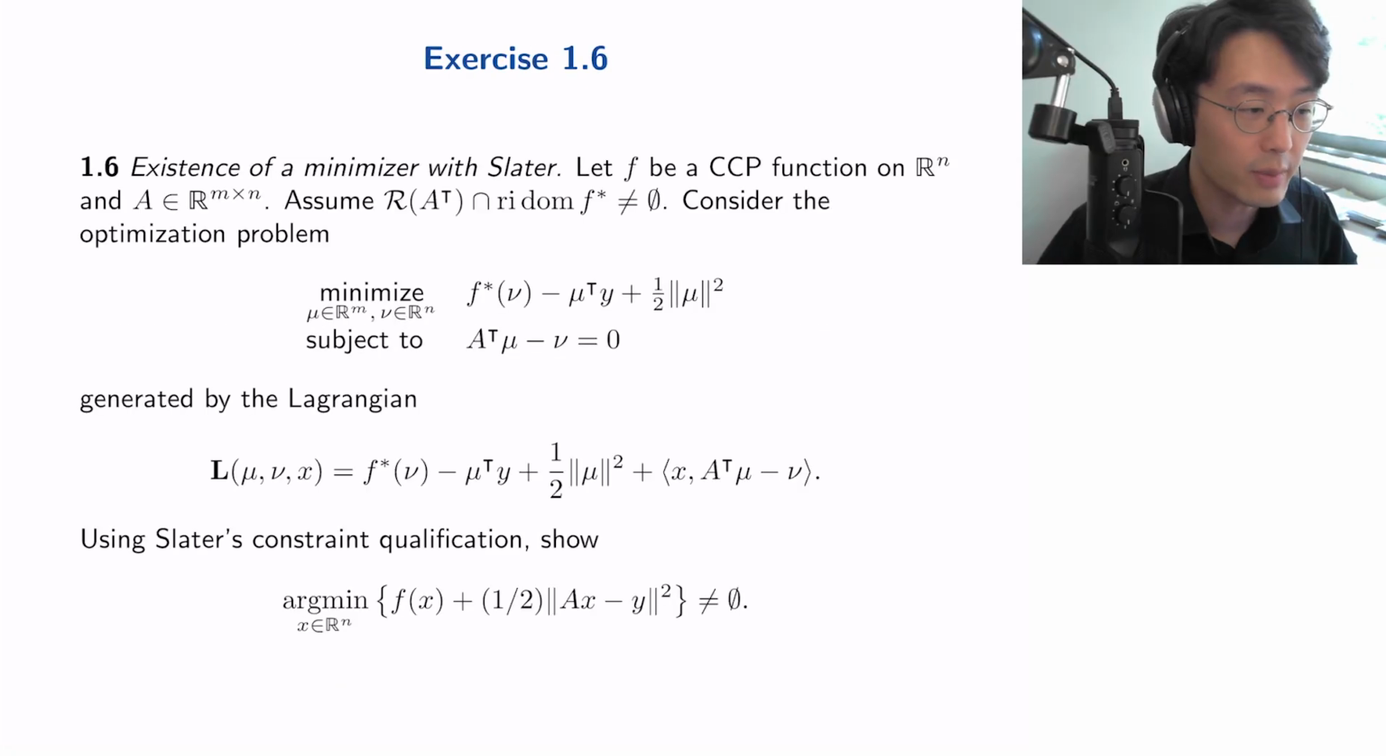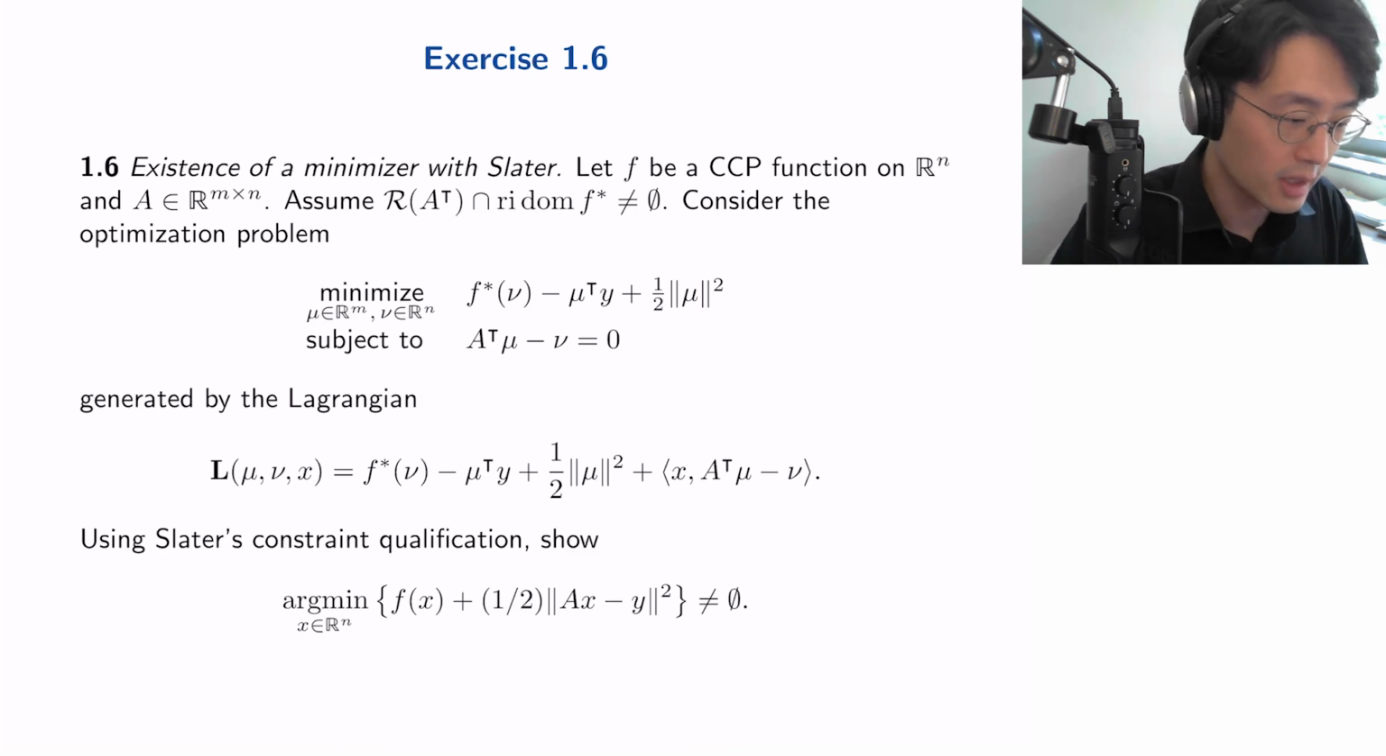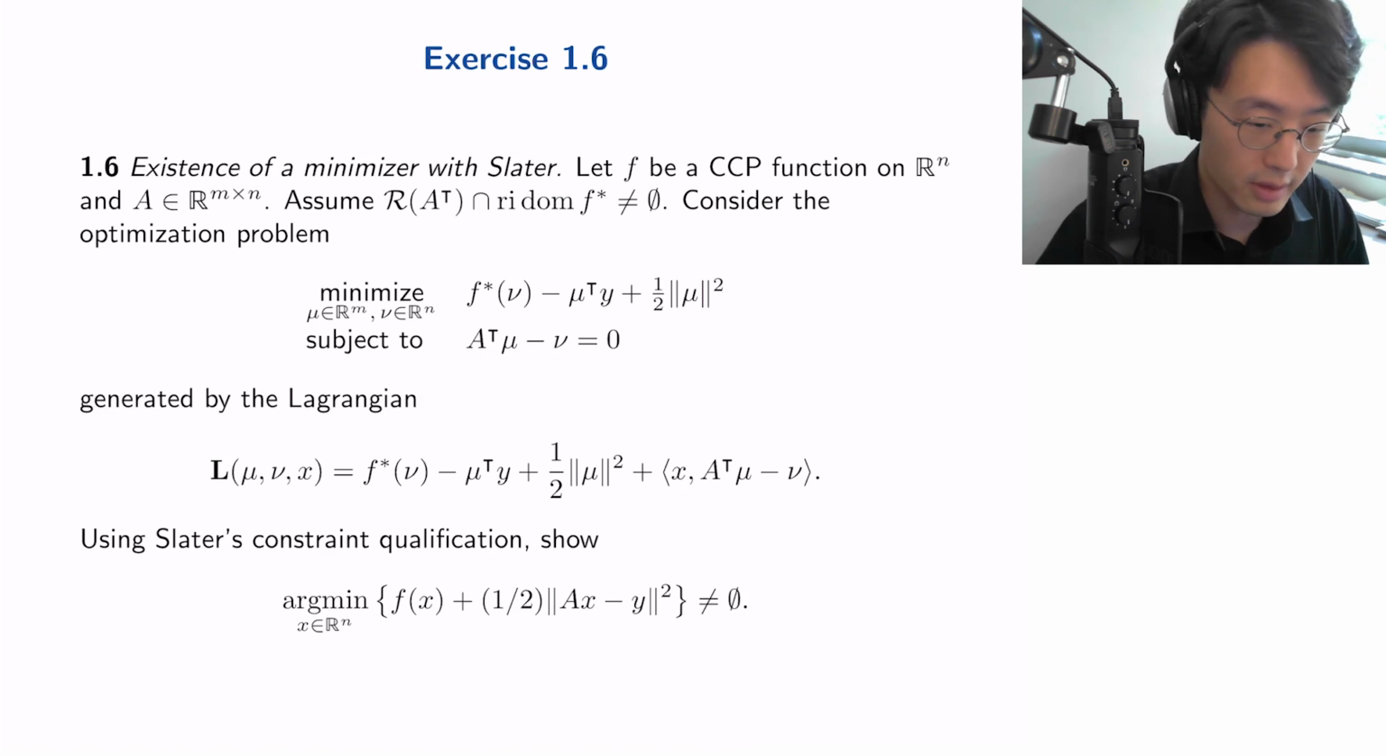Next, let's briefly step away from the lecture content to solve two exercise problems. Specifically, let's together solve exercise 1.6 and 3.1. Exercise 1.6 is entitled Existence of a Minimizer with Slater. The problem statement goes as follows.